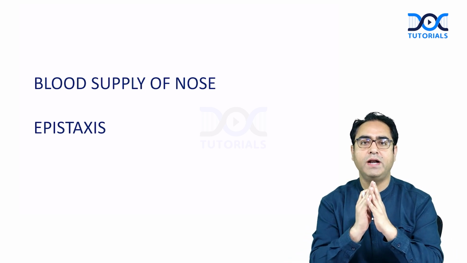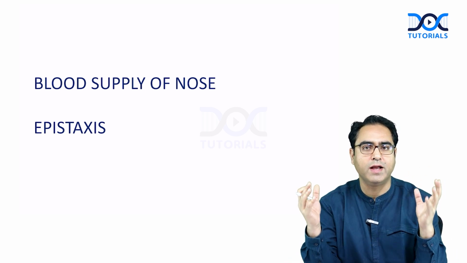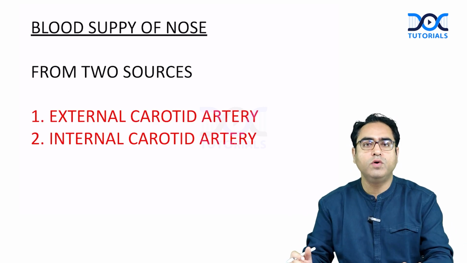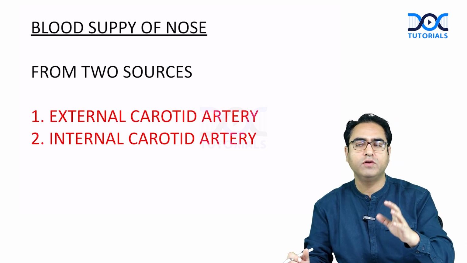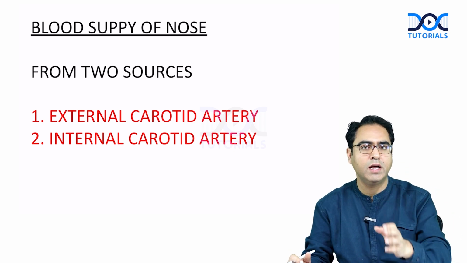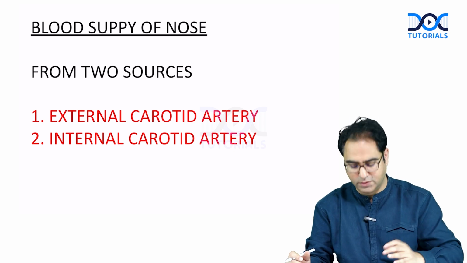Now, my dear friends, in this segment, let us talk about the blood supply of nose and epistaxis, which is a very common clinical entity asked in exam also. First of all, anatomy. The nose has got a very unique blood supply because nose gets the blood supply from two systems, external carotid artery and internal carotid artery. Let us understand which area is supplied by which particular system.